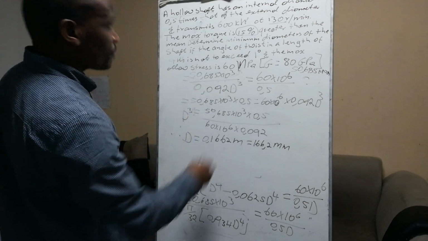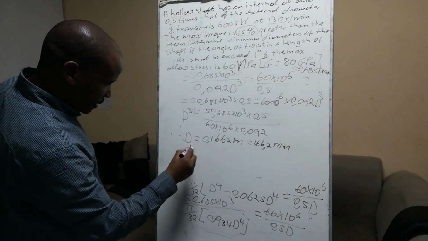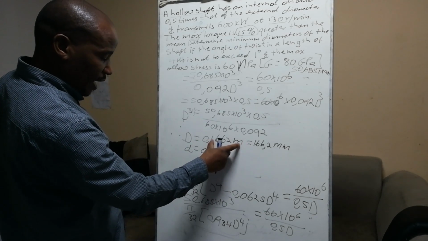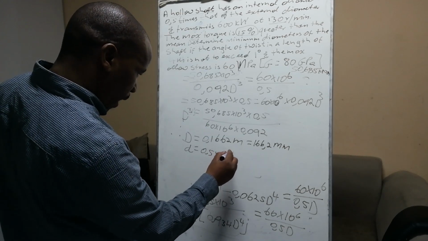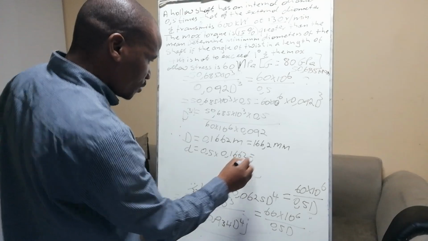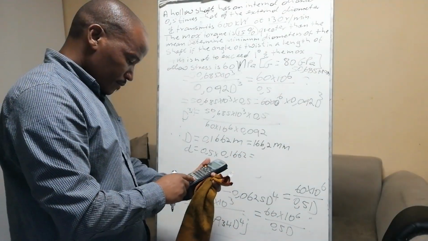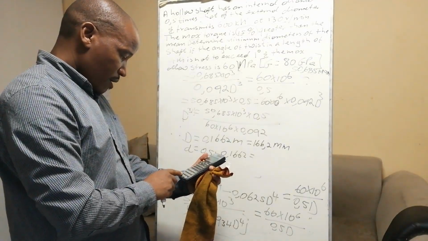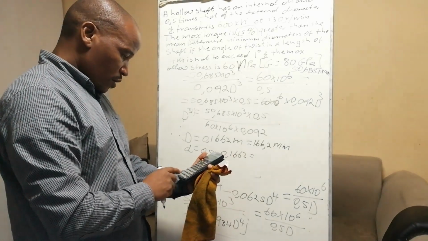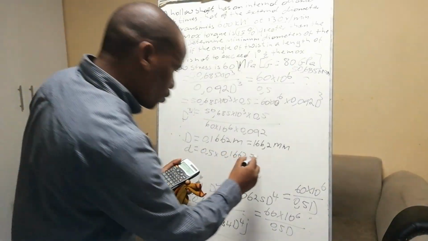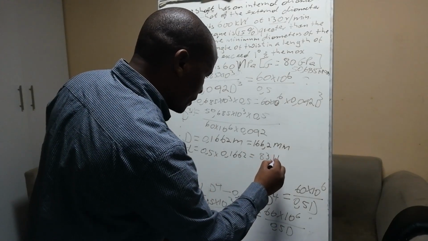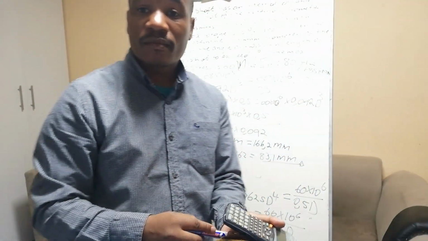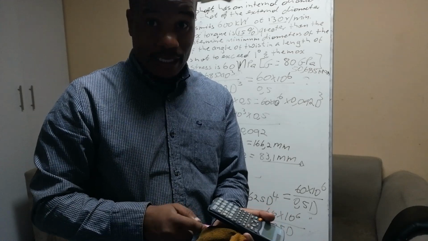But you are told that the internal diameter, small d, is equal to 0.5 times the external diameter, multiplied by 0.1662. It's 0.5 multiplied by 0.1662 and then multiply by 1,000. It's equal to 83.1 millimeters. That's where those students end that problem.